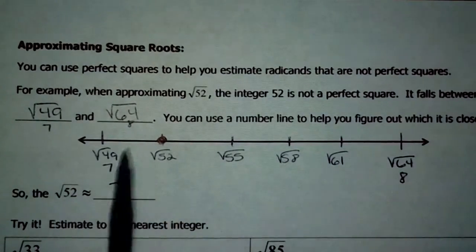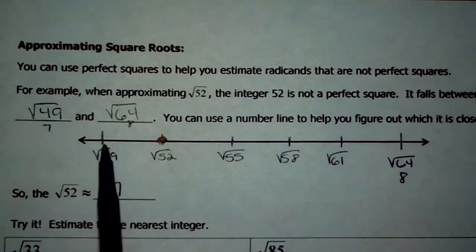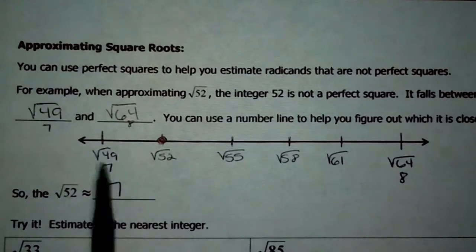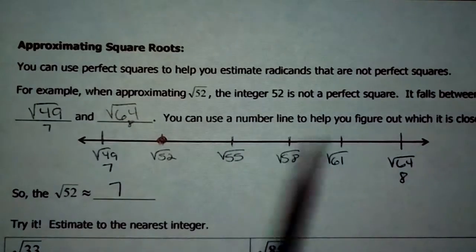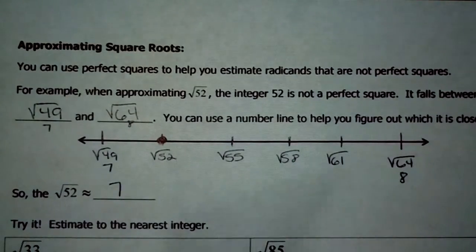All right, so in looking at this, I see from here to here, from 7 to 8, I have 1, 2, 3, 4, 5 spaces, right?